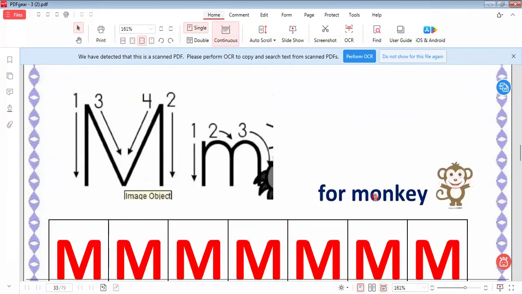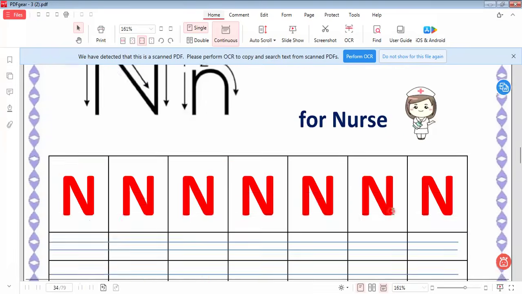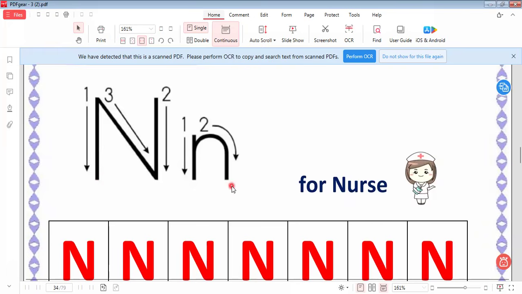N for nurse. Capital M and small m. M for monkey. Capital N and small n. N for nose. N for nest and N for nurse. Capital N and small n. N for nose.